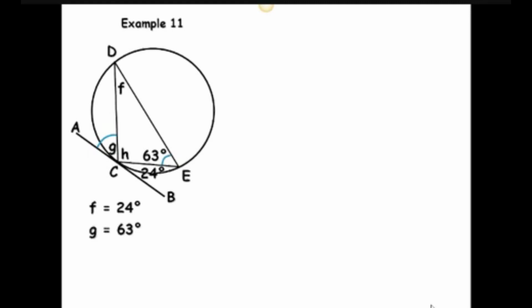And of course, now we've got two angles of that triangle inside the circle, we can work out the third angle because the three angles of a triangle must add up to 180. Okay, so H must be 93 degrees. Of course, the other way we could do that is we know that G, H and 24 are 180 degrees because they're on a straight line. So there's two ways of actually finding that. You should get the same answer whichever way you use.